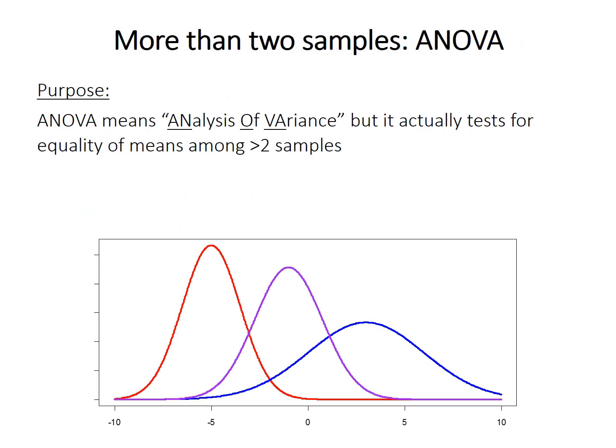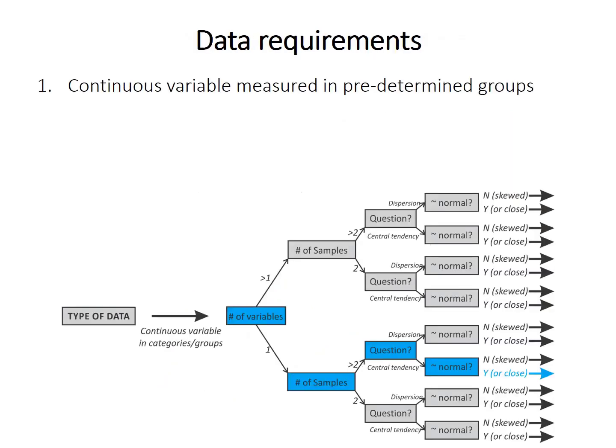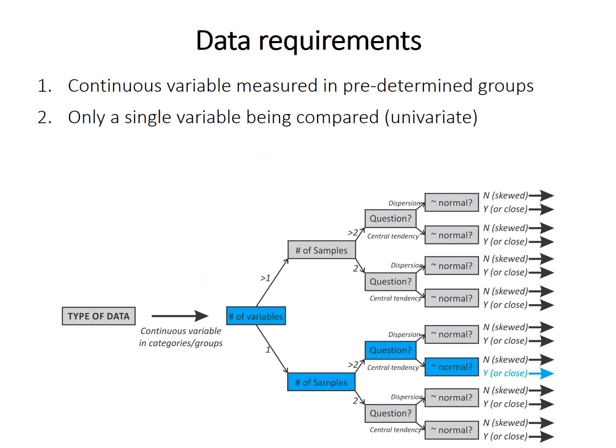These problems aren't insurmountable, but largely for reasons of convention, you should perform ANOVA when you have 3 or more samples. Despite the word variance in its name, ANOVA is designed to test for differences in mean, with the null hypothesis that all samples come from populations with equal means. So ANOVA requires continuous data in predetermined groups. One variable, so it's a univariate test, and it's designed for comparisons among more than 2 samples. If you run it on 2 samples, you'll just get the same result as you would get with a t-test.